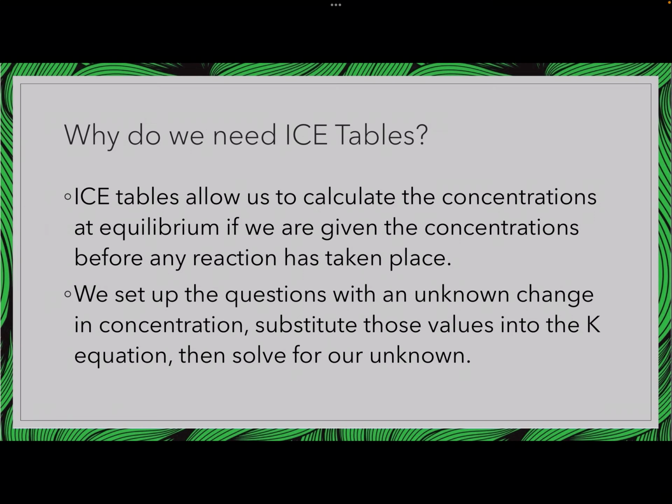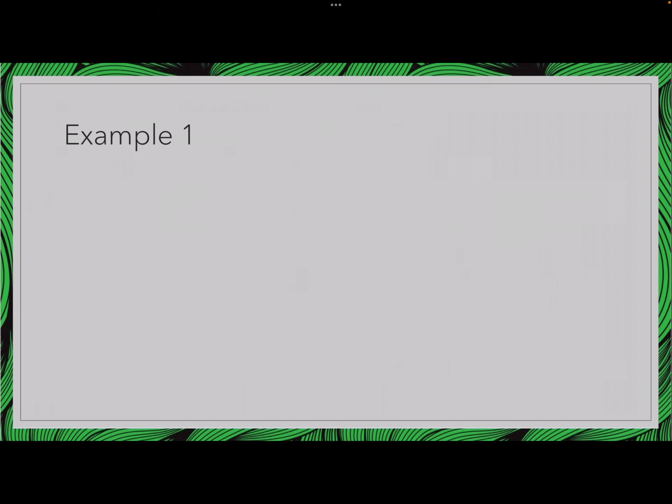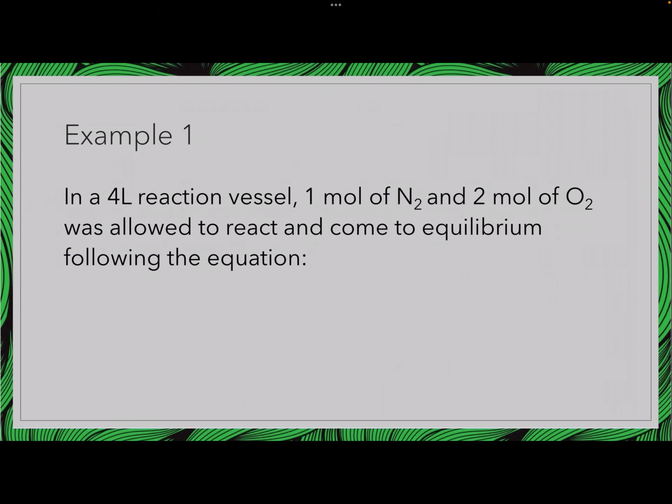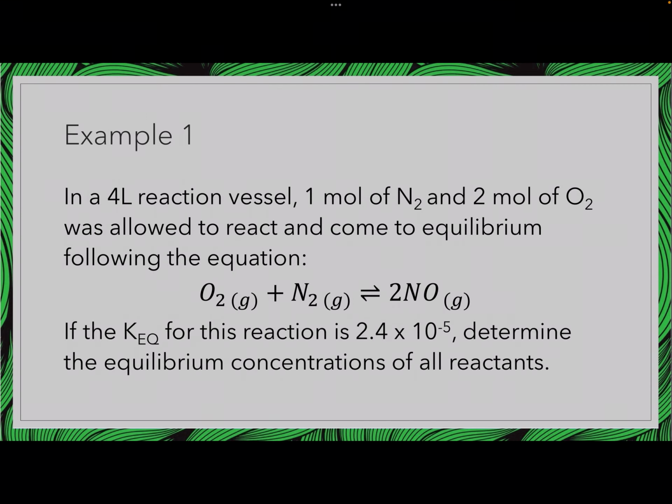So, here's an example. In a 4-liter reaction vessel, 1 mole of N2 and 2 moles of O2 was allowed to react and come to equilibrium following the equation O2 plus N2 is in equilibrium with 2NO. If the KEQ for this reaction is 2.4 times 10 to the negative 5, determine the equilibrium concentrations of all reactants. Okay, so what do we have to do?